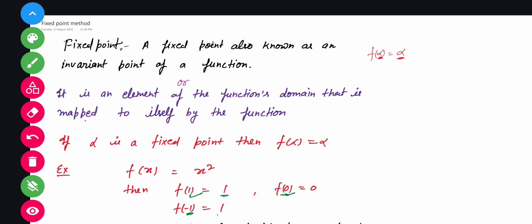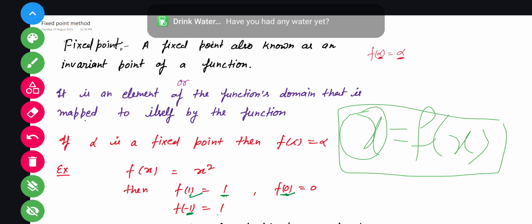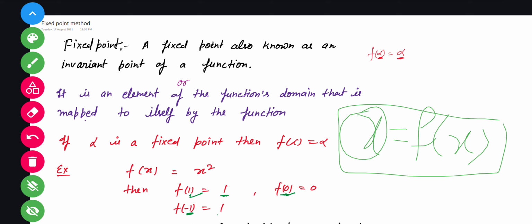So basically, what is a fixed point? x equal to f of x. If this occurs, then this x is known as the fixed point of the function f(x). So if for any x value the functional value at that point is the same as the x value, then it is known as the fixed point of the function. Okay, so that is the thing.